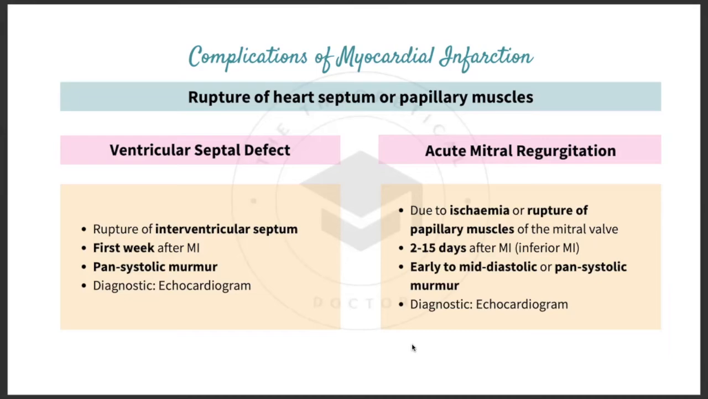For acute mitral regurgitation, it's due to ischemia or rupture of the papillary muscles of the mitral valve. Basically, these papillary muscles control the mitral valve. If there is rupture of the muscles, the mitral valve won't function efficiently, so there is inadequacy of the mitral valve and regurgitation happens. This happens 2 to 15 days following a myocardial infarction, typically the inferior MI. When you auscultate, you'll hear an early to mid diastolic or a pansystolic murmur. Again, you would do an echocardiogram.